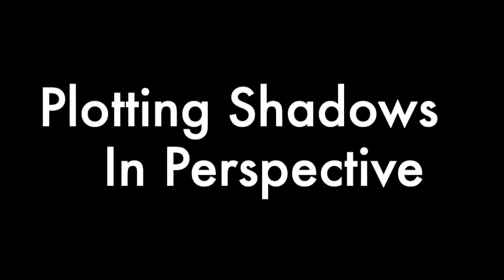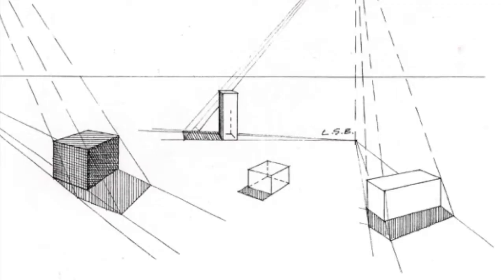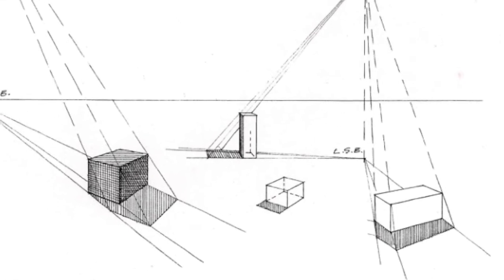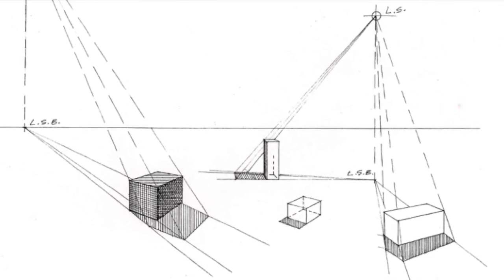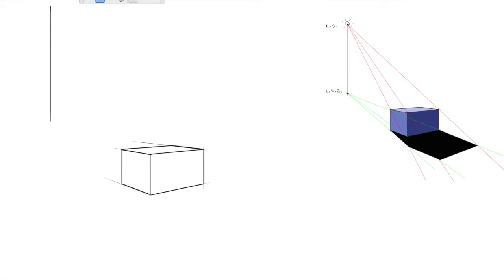In this lesson, we'll be plotting and creating shadows in perspective. To begin, let's draw a 2-point perspective box below the horizon line. Now we'll determine a light source, and we'll do this by drawing a vertical line on the horizon line.